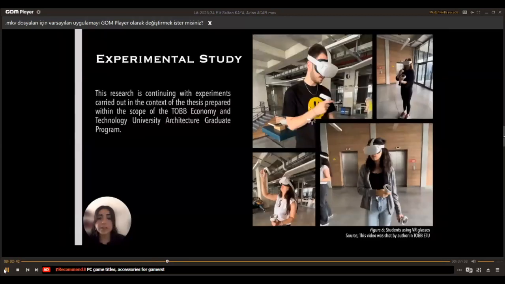This research is continuing with experiments carried out in the context of the thesis within the scope of the TOBB Economy and Technology University Architecture Graduate Program. A pilot experiment was conducted with 9 undergraduate students who took the first year Basic Design Studio and 10 graduate students. Students who had no previous experience with VR were selected for this experiment because the goal of this pilot experiment is to distinguish between an experienced and inexperienced designer.